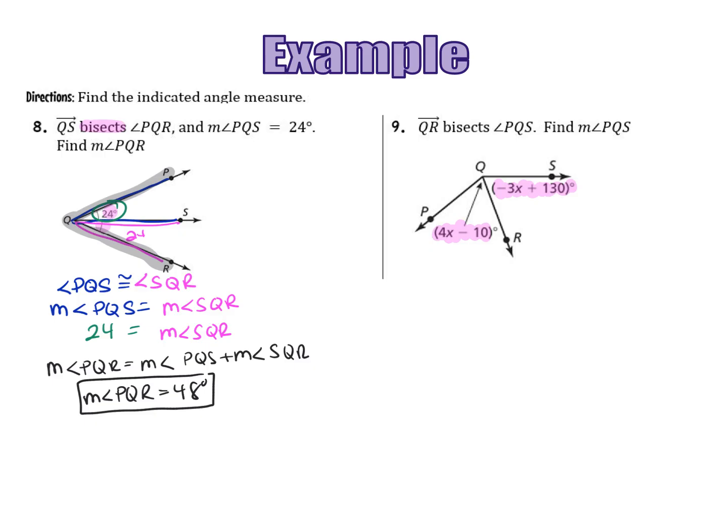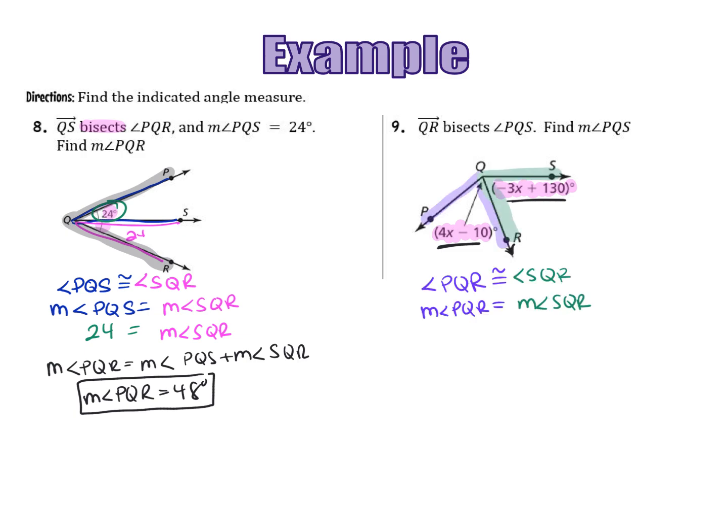So I'm going to encourage you to pause the video and try and work through number 9 on your own, thinking about the relationship between these two angles since they are being bisected by this ray QR. And then think about the justification as you work through it. Then unpause the video and see how you did.